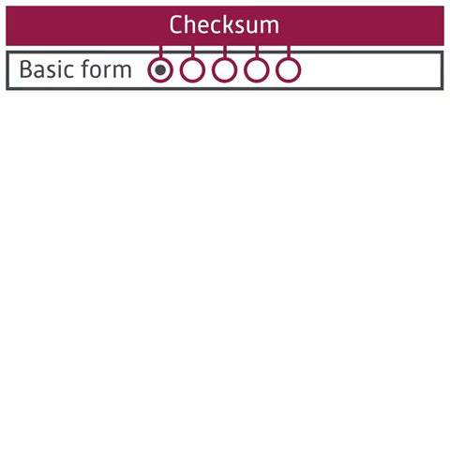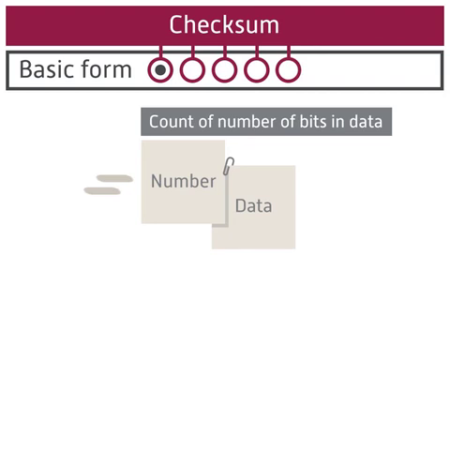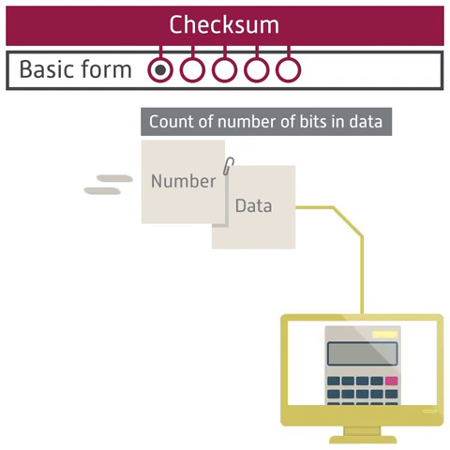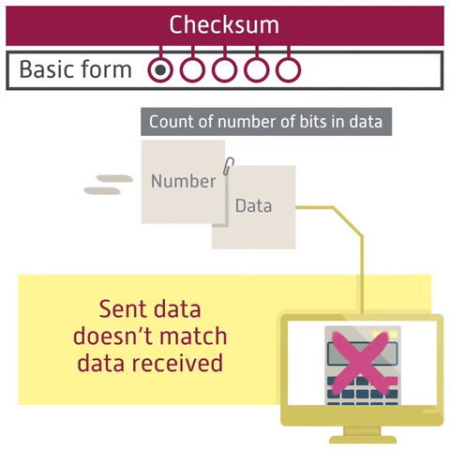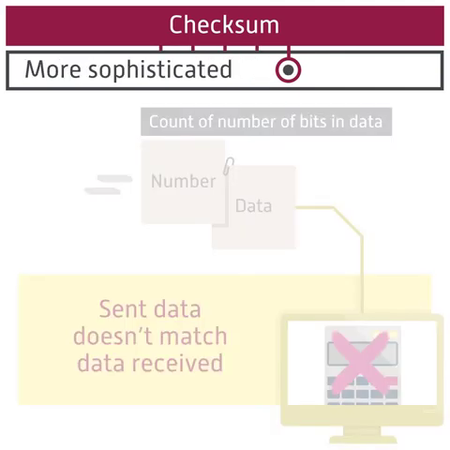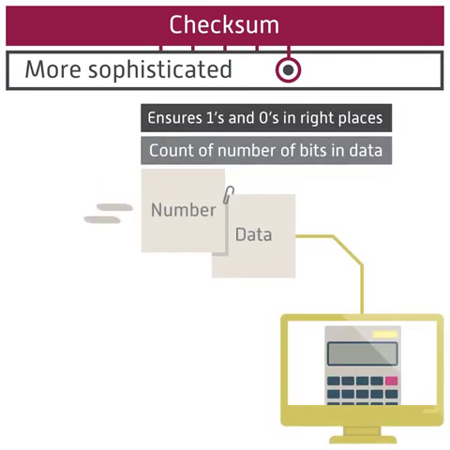Checksum is another approach, or rather a collection of approaches, as there are several ways to implement checksum. In its most basic form, it is a number that is sent along with transmitted data that contains a count of the number of bits in the data. If the recipient computer counts the bits and reaches a different number, the data sent does not match the data received. More sophisticated checksum approaches exist to ensure that the ones and zeros are in the right places as well as of the same quantity, but the principle is the same.